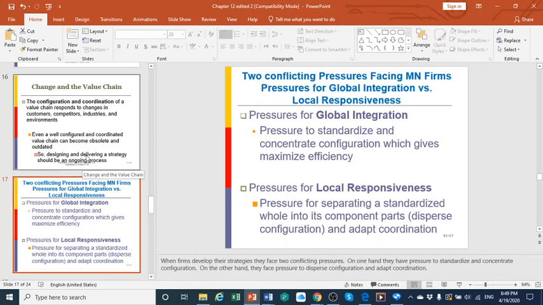Okay, we stop here, and next week, inshallah, we will talk about pressures that usually face multinational corporations, global integration, and local responsiveness, which are the pressures that are usually present in the market.